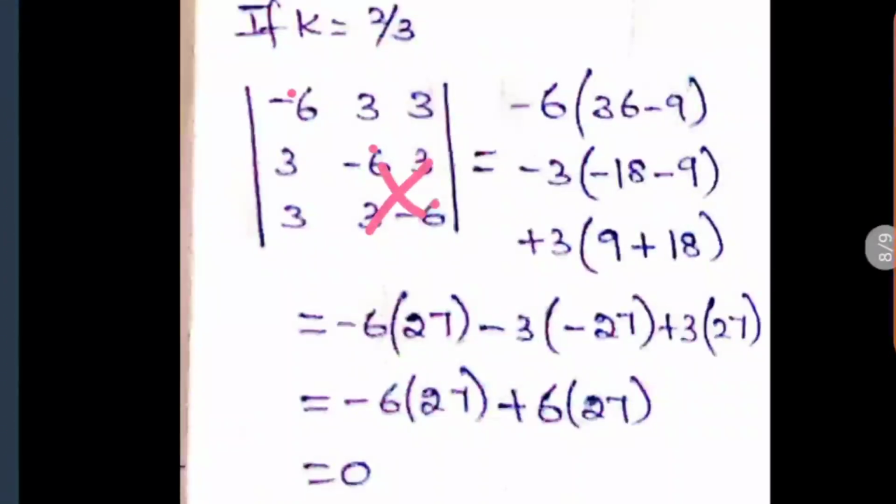So I have already taught this in the TRB lectures. You can view that. Like that, we want to take the determinant, and when you check, the answer is 0. So k equal to 2/3 is the other answer here.